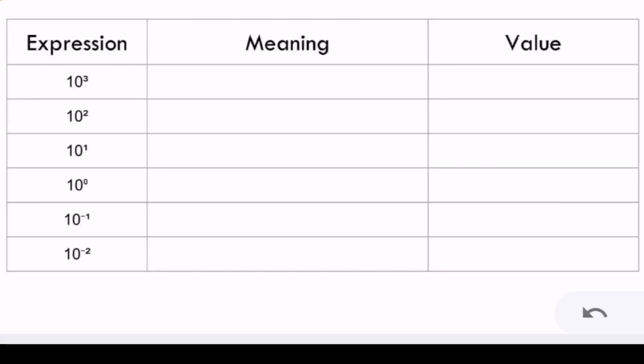Okay, in this table, we are given the following expressions. We have 10 raised to 3, 10 raised to 2, 10 raised to 1, 10 raised to 0, 10 raised to negative 1, and 10 raised to negative 2. Now, what we're going to do first is to expand or get the meaning of the following. So, we have first 10 raised to positive 3. And basically, this one is just the same as 10 times 10 and times 10 again. And its value is equal to 1,000.